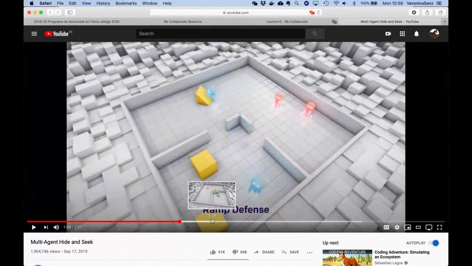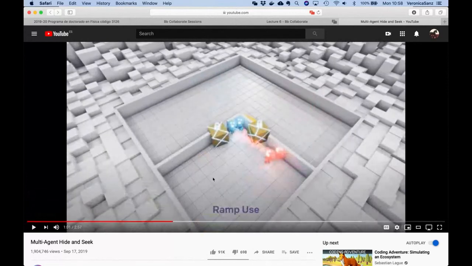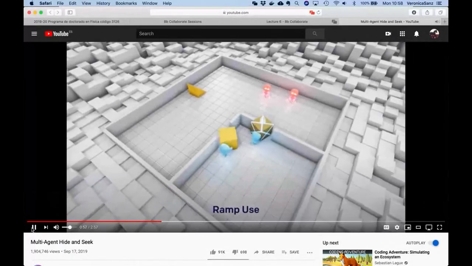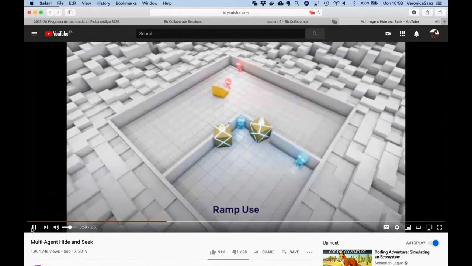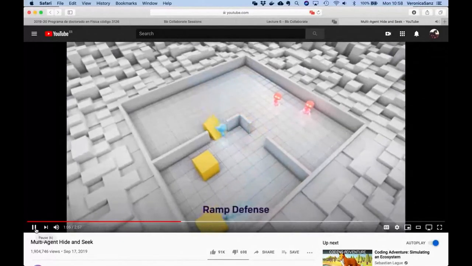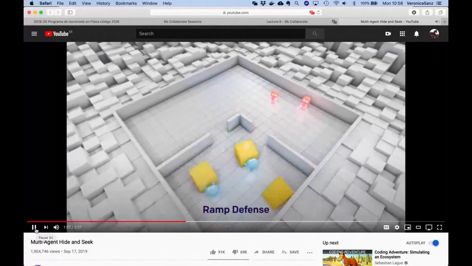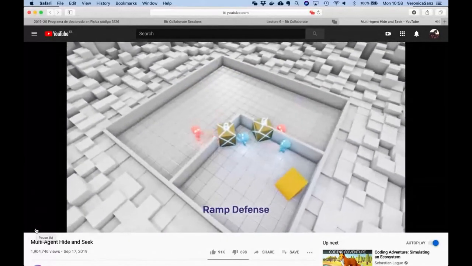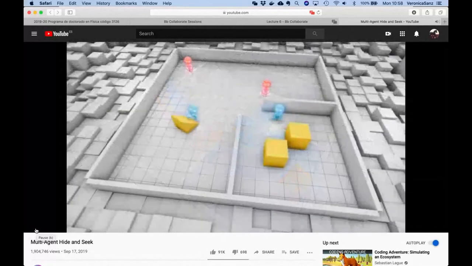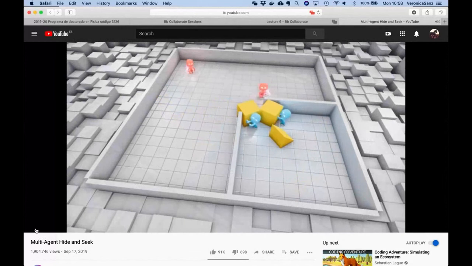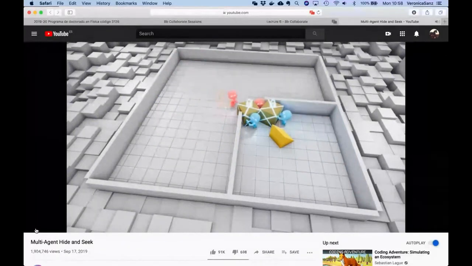So let me go back a second. They actually discover that they can use the ramps to go up and avoid the shelter, and then go and they kill them. And then the blue guys say, okay, so first thing we need to do is to get this ramp from them, and then they win. Okay, so that's the kind of things they learn to do after millions and millions of times.